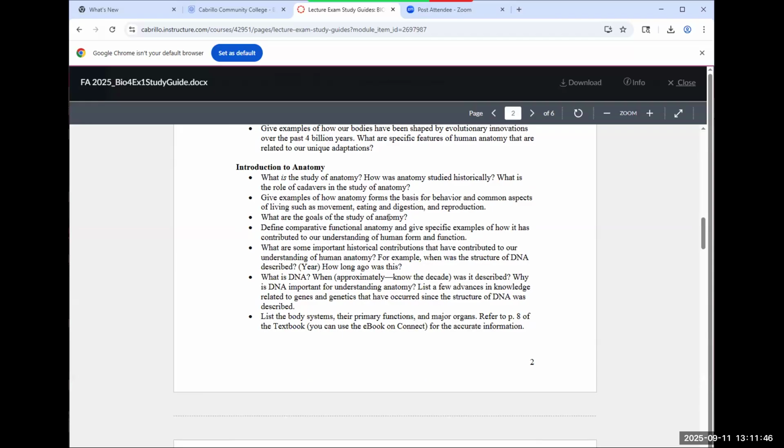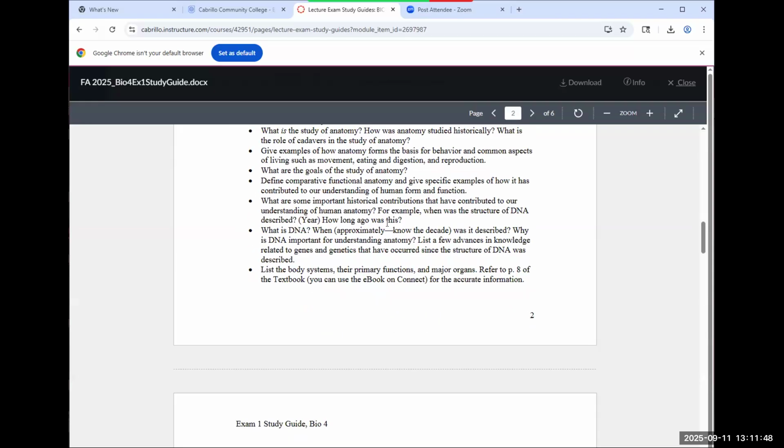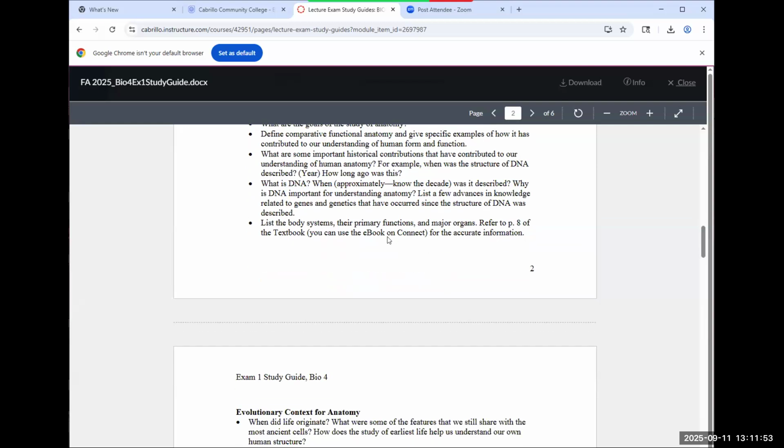anatomy. What is anatomy? Could you define it? What are the goals of studying anatomy? What is comparative anatomy? What are some important, historical things that happened that help us to understand anatomy? And one that I highlighted was the discovery of the structure of DNA.